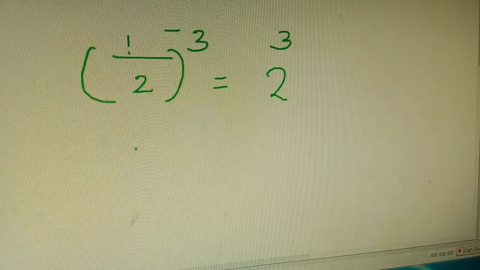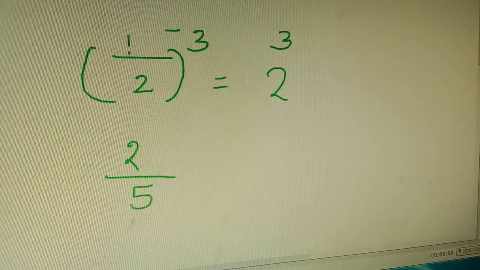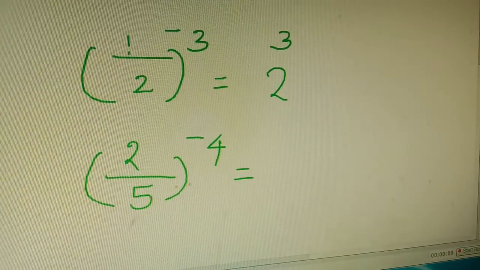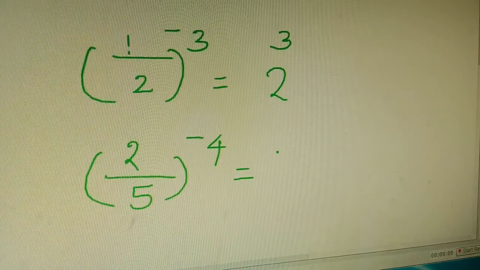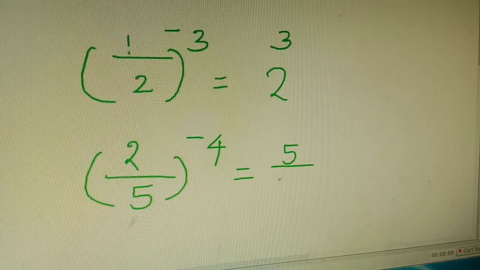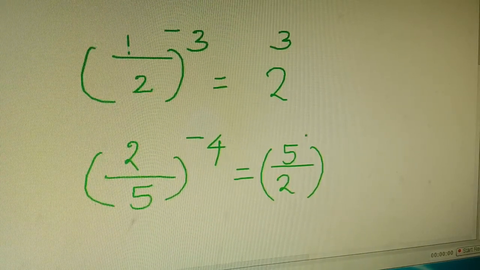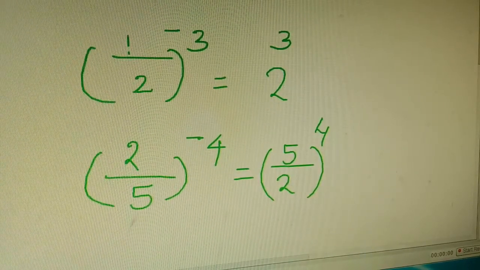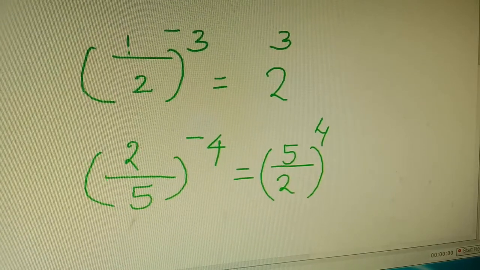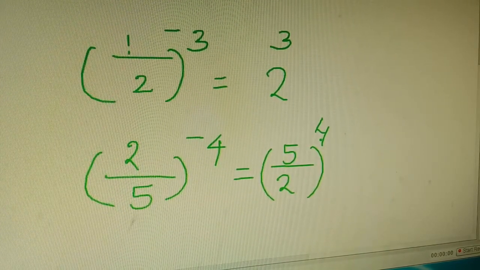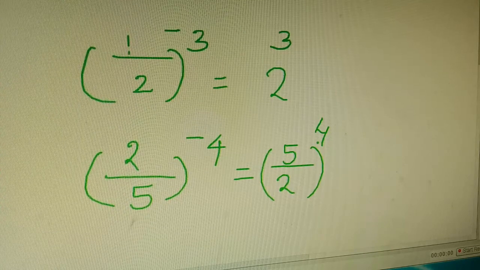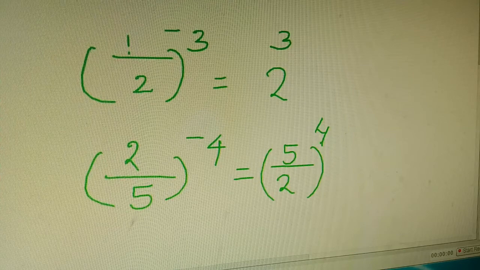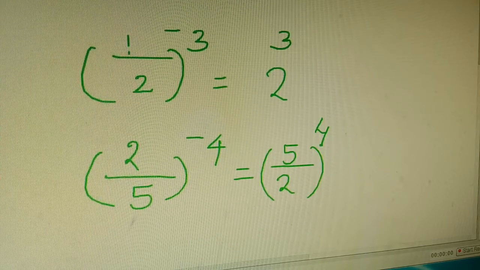Okay, then you listen. 2 by 5 to the power of negative 4. What is the answer? We can take the reciprocal of 2 by 5, that is 5 by 2. Then we can give the positive exponent 4. So 2 by 5 to the power of negative 4 means 5 by 2 to the power of 4. Now you clear? A to the power of negative m is equal to 1 by a to the power of m. So 6 laws we studied now.